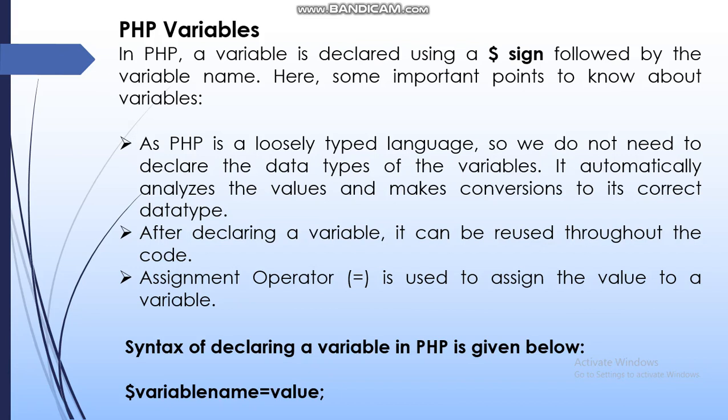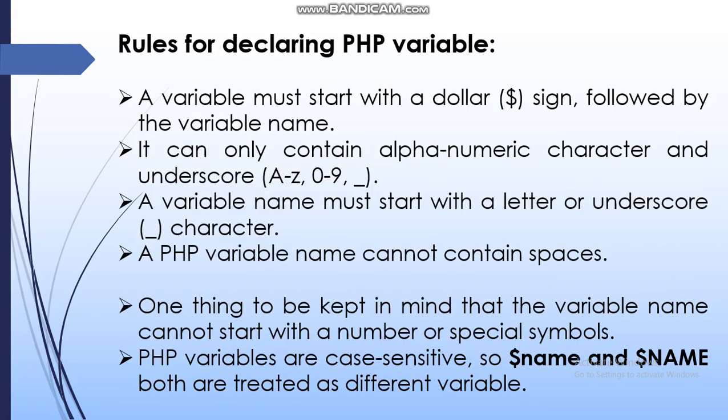Now see how to declare a variable, the syntax of declaring a variable in PHP. First we use the $ sign, the name of the variable, equal to a value. The variable name can be anything, like num or name, anything you want as per the requirement of the program. So we use the $ sign and the name of the variable equal to a value. Getting till here?